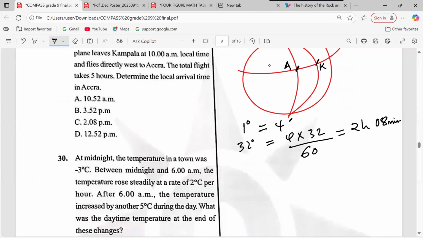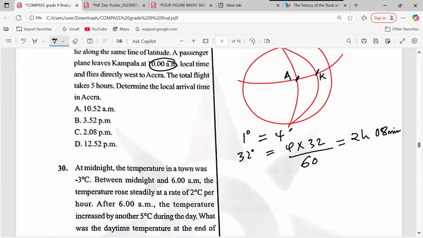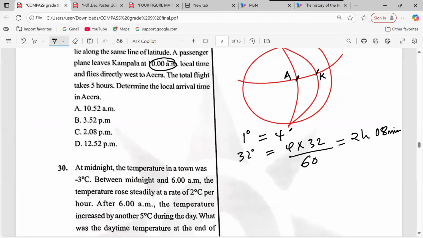It's also good for you to know that when we talk about time differences for places along the Earth's surface, places in the east are usually ahead in time. So the time it was 10 a.m. in Kampala. At Kampala, 10 a.m. At Accra, time was behind.